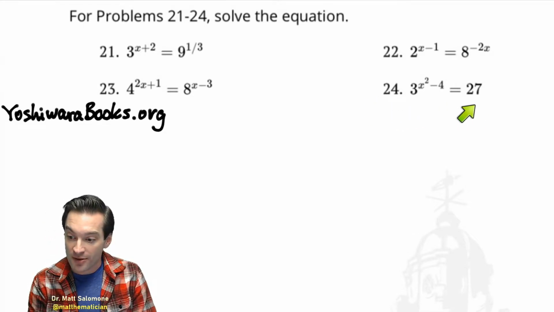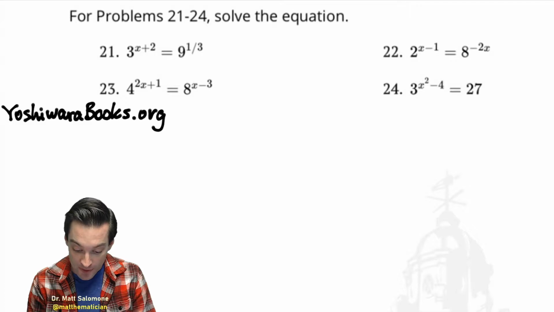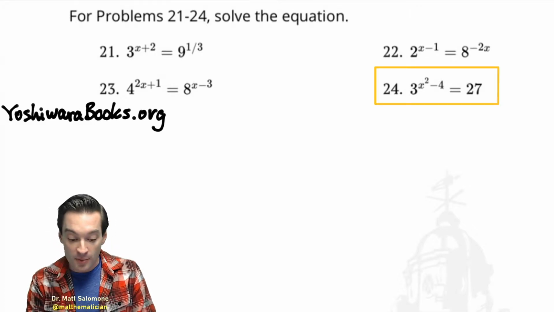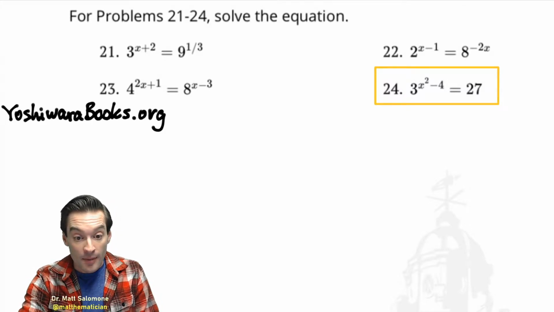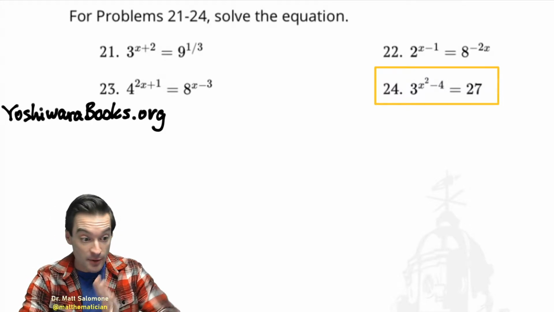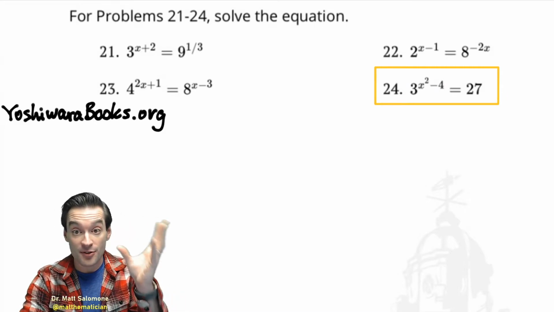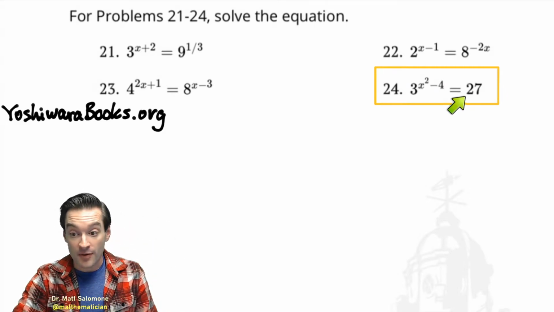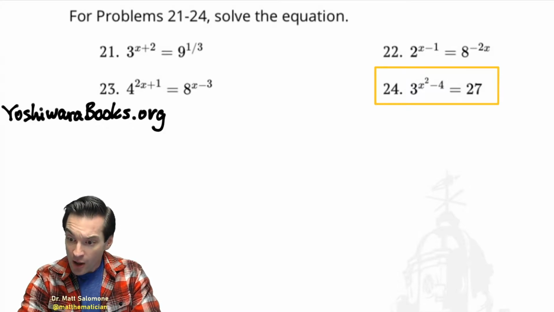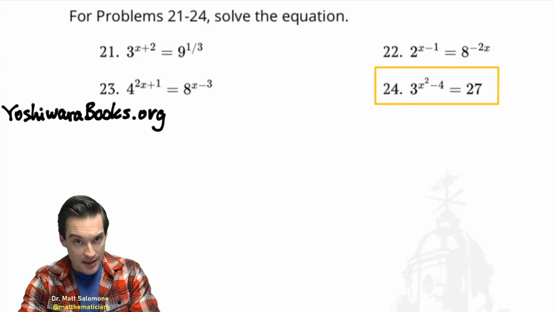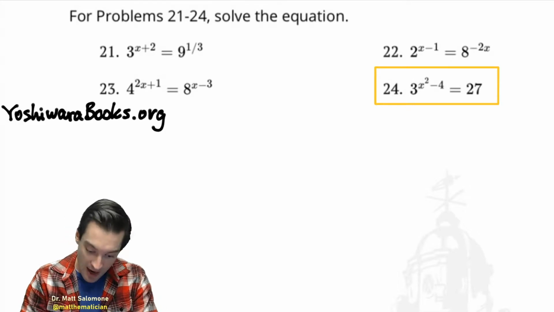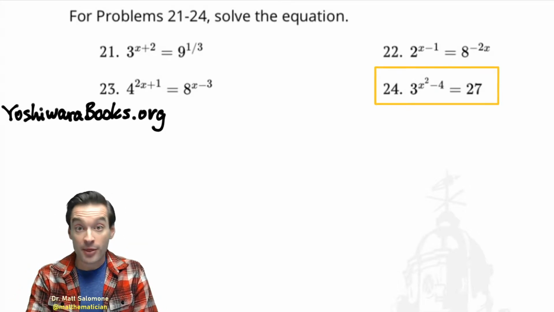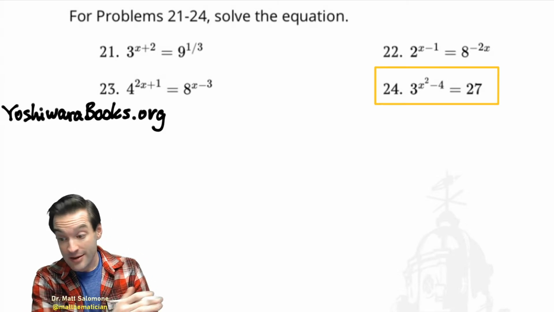I actually want to start with this last problem, problem 24, over here on the side. In this problem, the left-hand side of the equation, 3 to the power x squared minus 4, is written as though it is a power of 3, right? It's 3 raised to some power. And the right-hand side of this equation, 27, also, if you think about it, is itself a power of 3. In fact, it's a power of 3 that's relatively simple for us to think about off the top of our head. After all, how many times do we have to multiply 3 by itself in order to get 27?